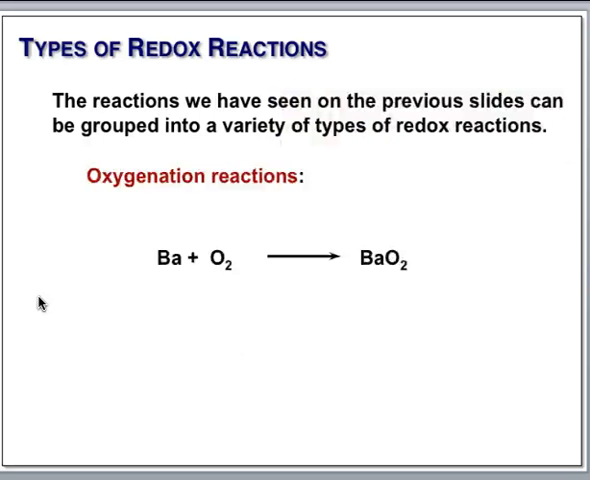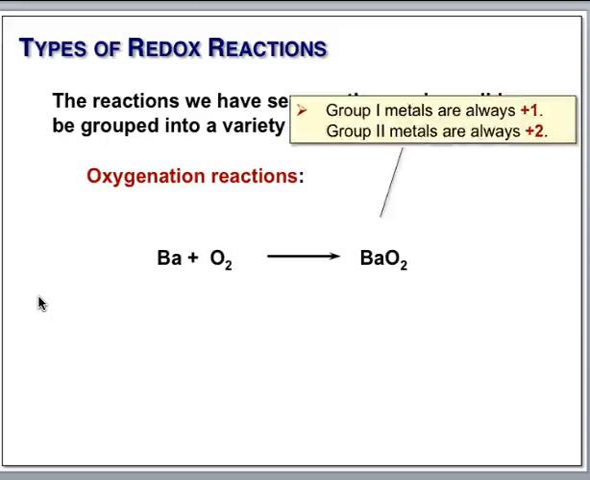Let's continue our disturbing behavior here. Barium reacts with oxygen. Synthesis reaction, to get barium oxide. Barium and oxygen are both elements that are 0. Barium is a group 2 metal, isn't it? By definition, it will be +2. That means that every oxygen must be -1.